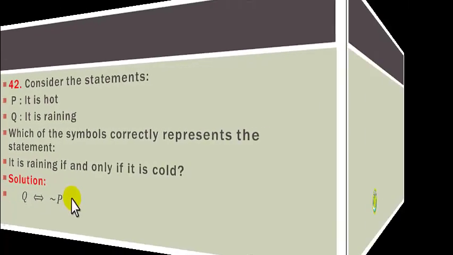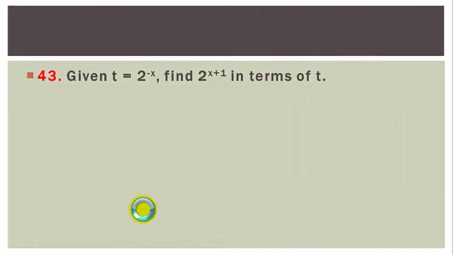Question number 43. Given T equals 2 to the power minus x, find 2 to the power x plus 1 in terms of T.